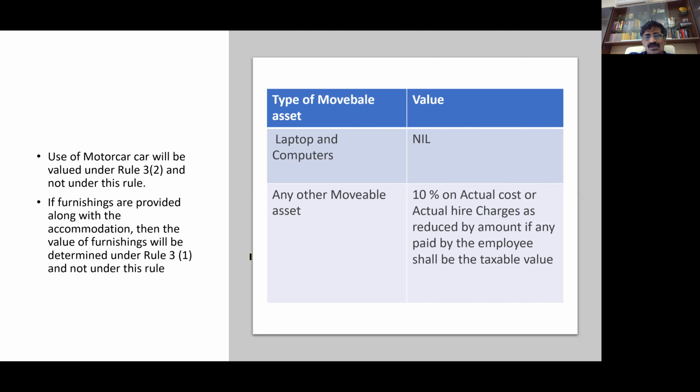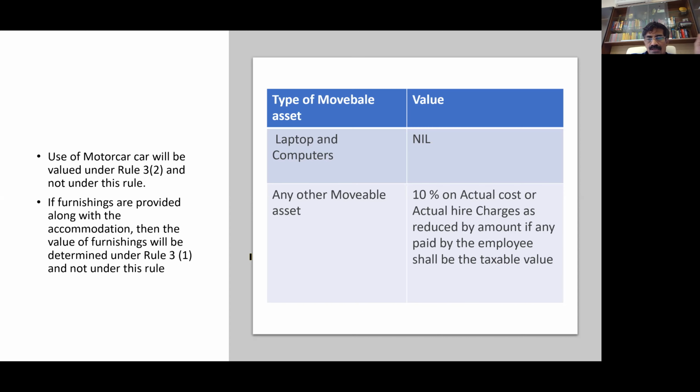To be very fair, most of the students do not know the difference between use and transfer. Without this, there's no point in reading this rule at all. In the case of use of movable asset, if it is laptop and computers, taxable value will be zero. This is because the government wants to encourage use of laptops and computers. Due to the COVID situation, a lot of people have been given laptops and computers for work from home. Should they have to pay tax? The answer is no, because use of laptops and computers will have a taxable value of zero.